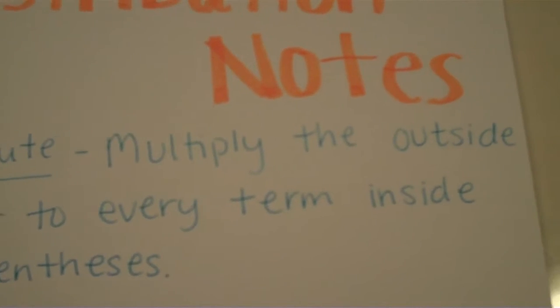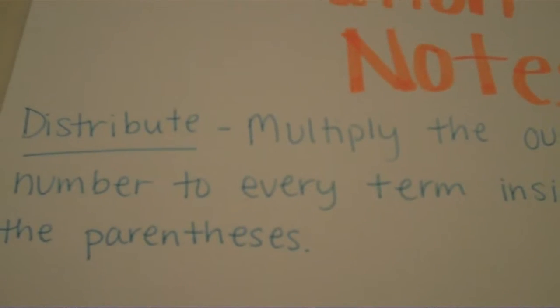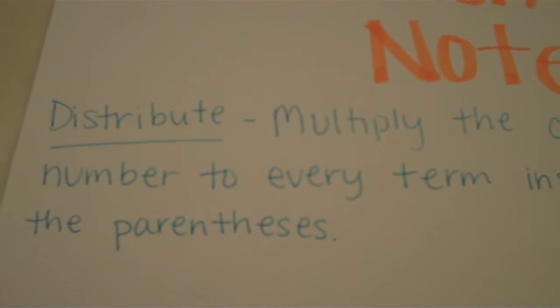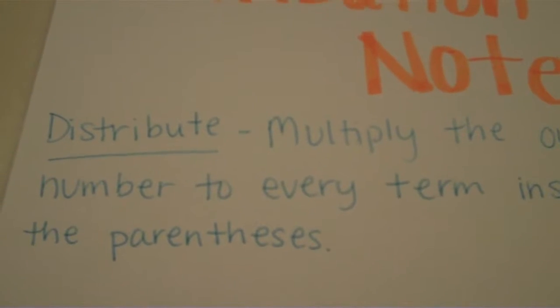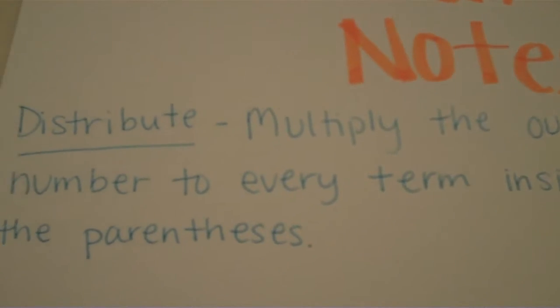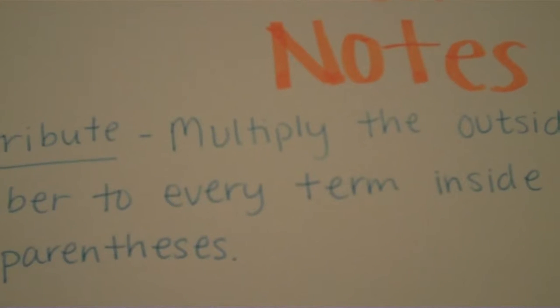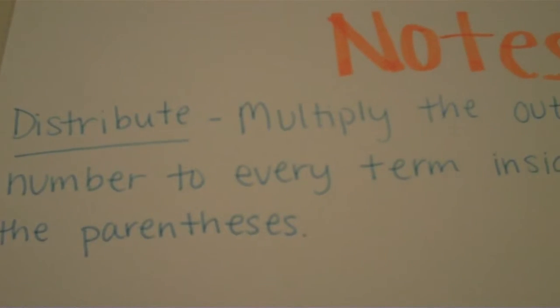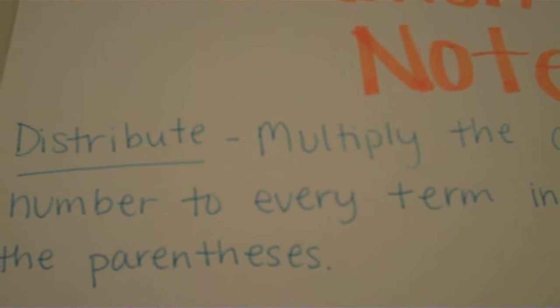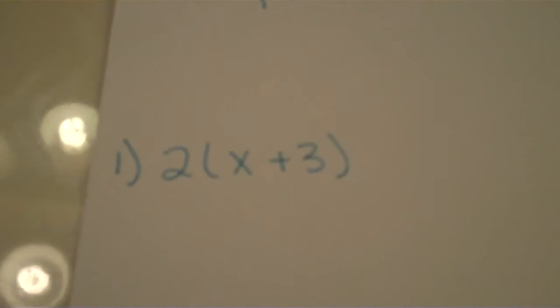I want you to multiply the outside number to every term inside the parentheses. So make sure you write that down. To distribute, I want you to multiply the outside number to every term inside the parentheses. Make sure you pause the video and write all that down if it's going too fast. So let me give you an example right here.